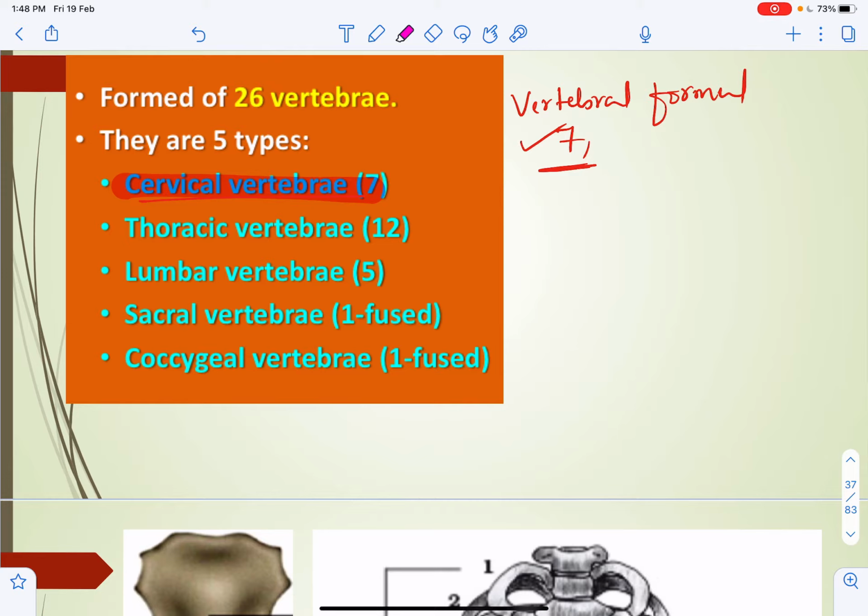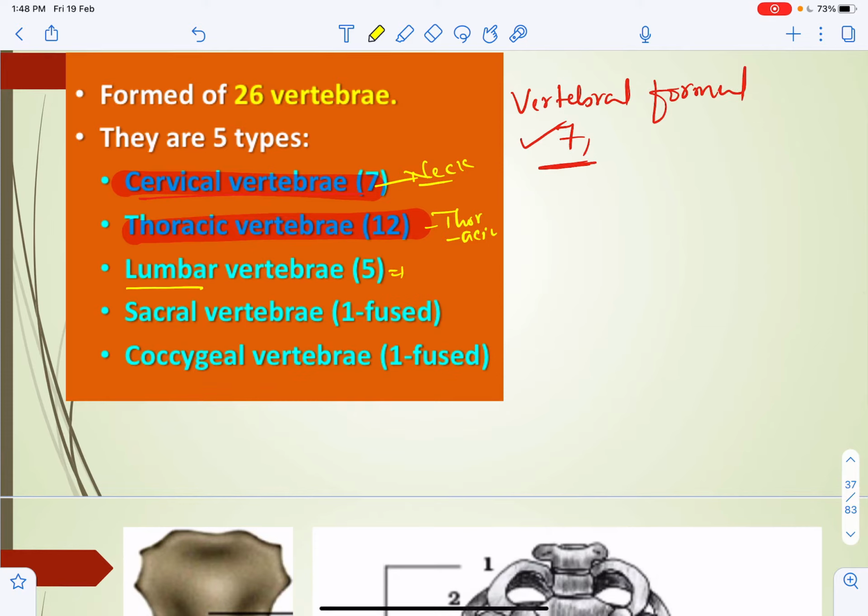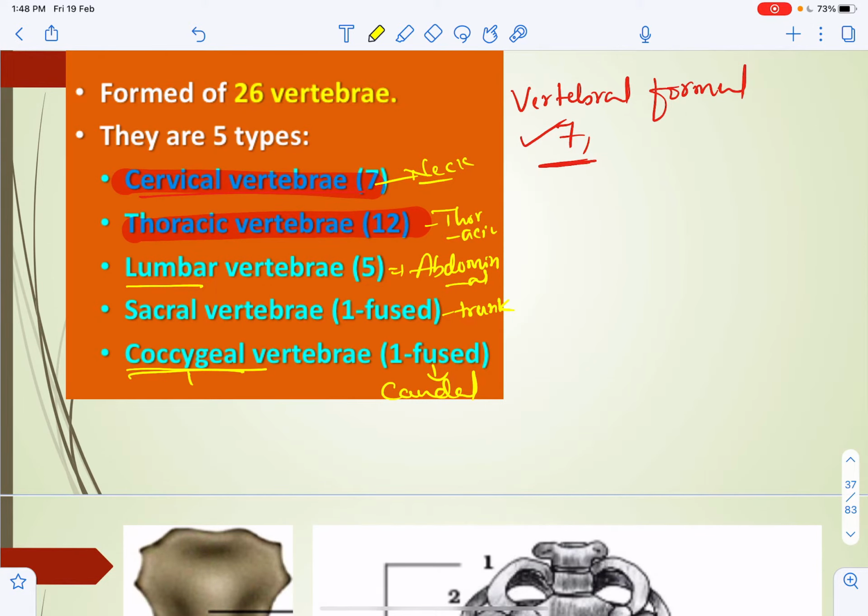And then the thoracic vertebrae, which will be there in the thoracic region, and cervical is in the neck region. Lumbar vertebrae generally form the backbone in the abdominal region, and this forms the trunk. And at the caudal posterior end, we can also say the coccyx generally forms, that is the last vertebrae.